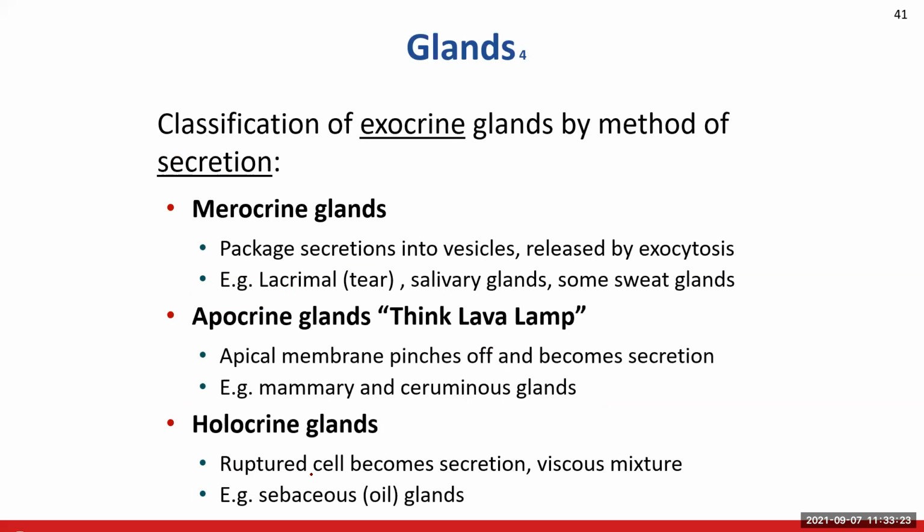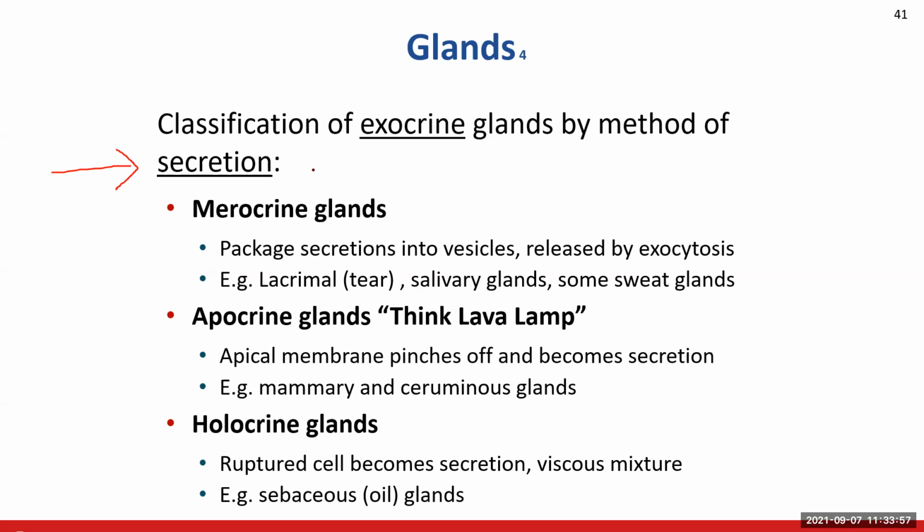Okay, so when we're talking about classification of these exocrine glands, and we talk about how we classify them based on their method of secretion, basically we're saying we classify these exocrine glands, glands with ducts, on their physiology, how they make what they make. So the merocrine glands, all right, there's three types: merocrine, apocrine, and holocrine.